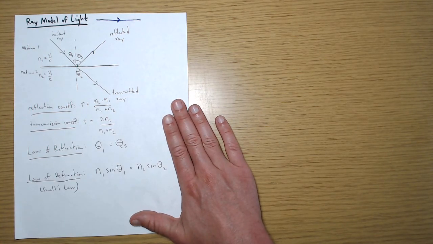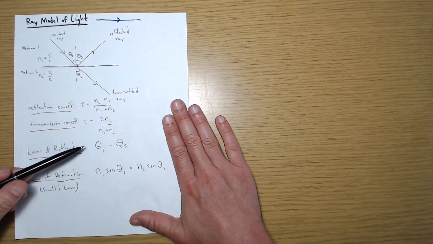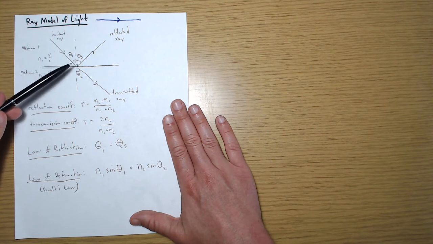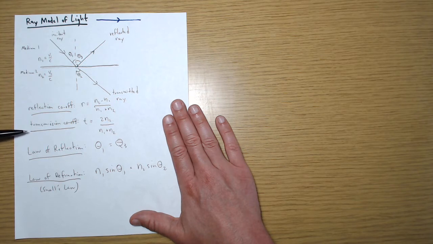So this allows us to, as soon as we know one angle, find any of the other two angles. The reflection and transmission coefficient will tell us how much of the ray reflects and how much of it refracts.